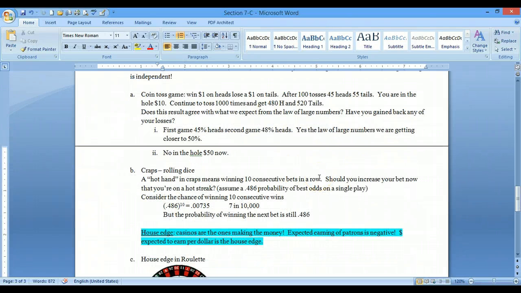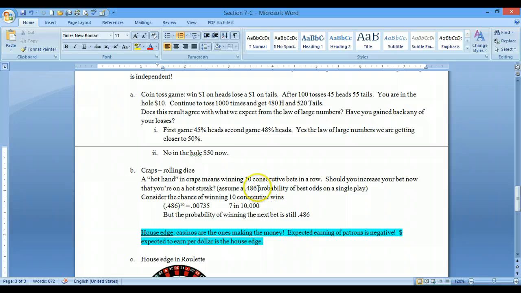This next example is called craps. This is a rolling dice game. A hot hand in craps means that you're winning 10 consecutive bets in a row. And should you then increase your bet now that you're on a hot streak? Well, let's assume that it's a 0.486 probability of the best odds on a single play. So we're going to consider just the chances of winning 10 consecutive wins in a row.